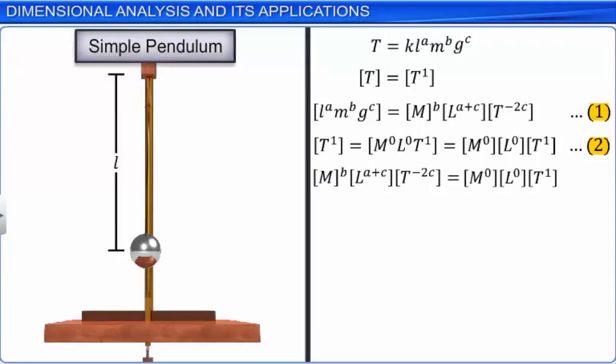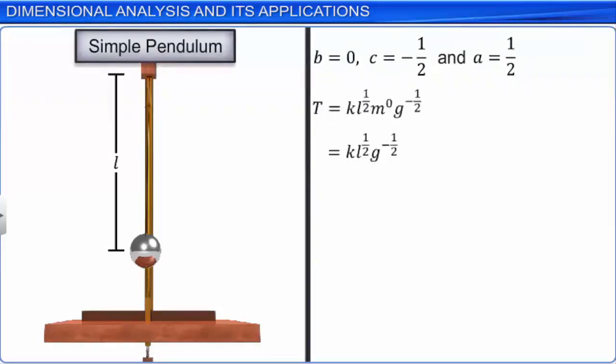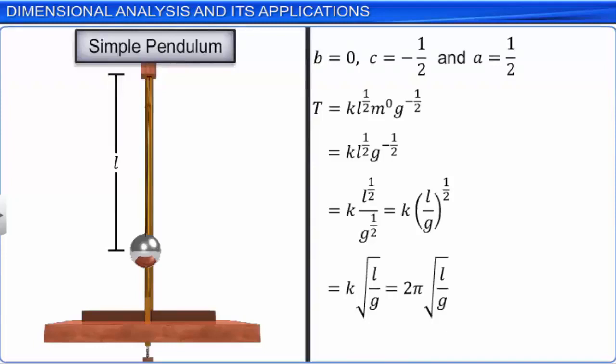Thus, we get b equal to 0, a plus c equal to 0 and minus 2c equal to 1. On simplification, we get the values of b equal to 0, c equal to minus half and a equal to plus half. Thus, the expression for the time period of the simple pendulum becomes 2 pi into the square root of L by g as shown. The value of k, which is equal to 2 pi, cannot be found by using dimensional analysis.